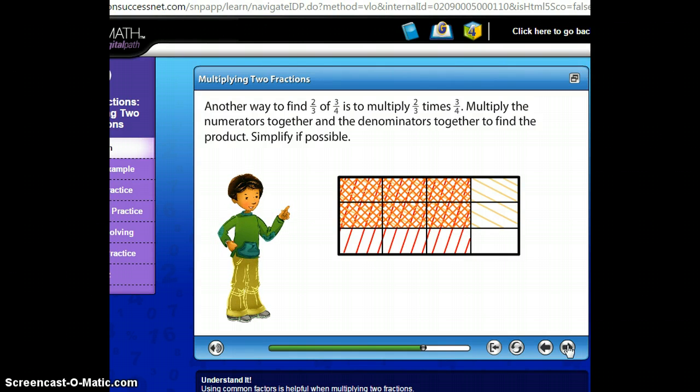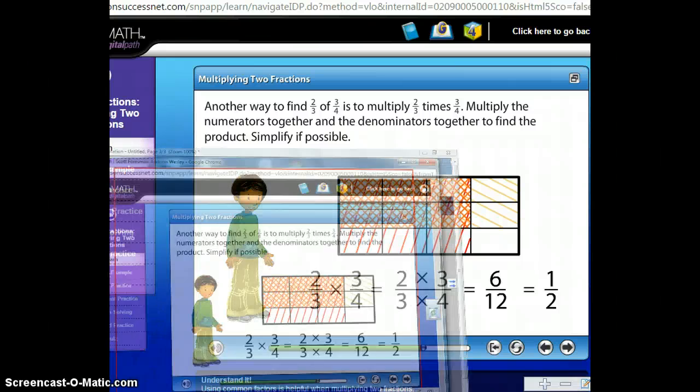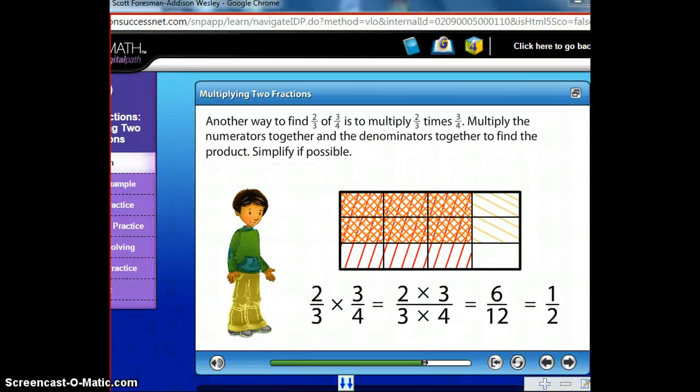Another way to find 2/3 of 3/4 is to multiply 2/3 times 3/4. Multiply the numerators together and the denominators together to find the product. Simplify if possible. Okay, now, the picture they had there is to show you how this works and where this comes from, okay? But when you multiply two fractions together, this is typically what you're going to do, unless they ask you to draw a picture.